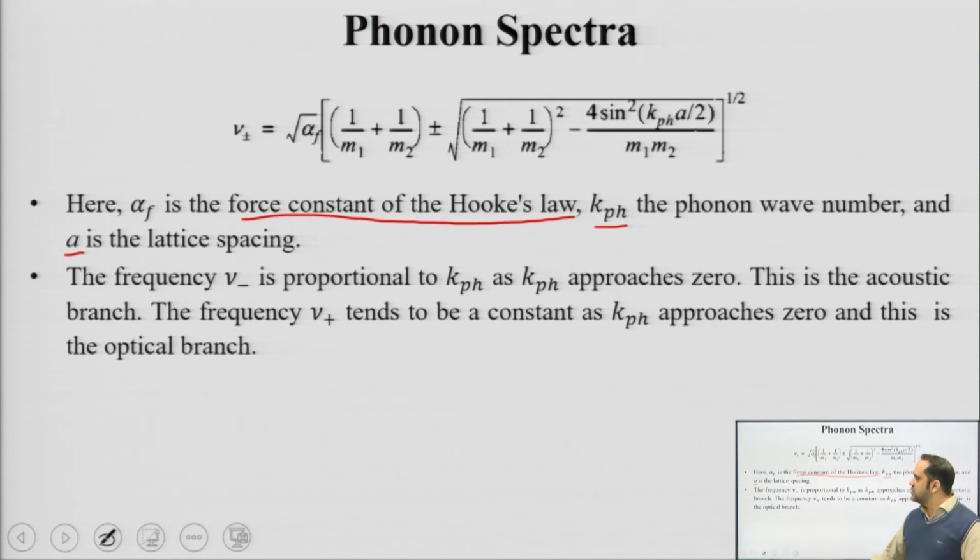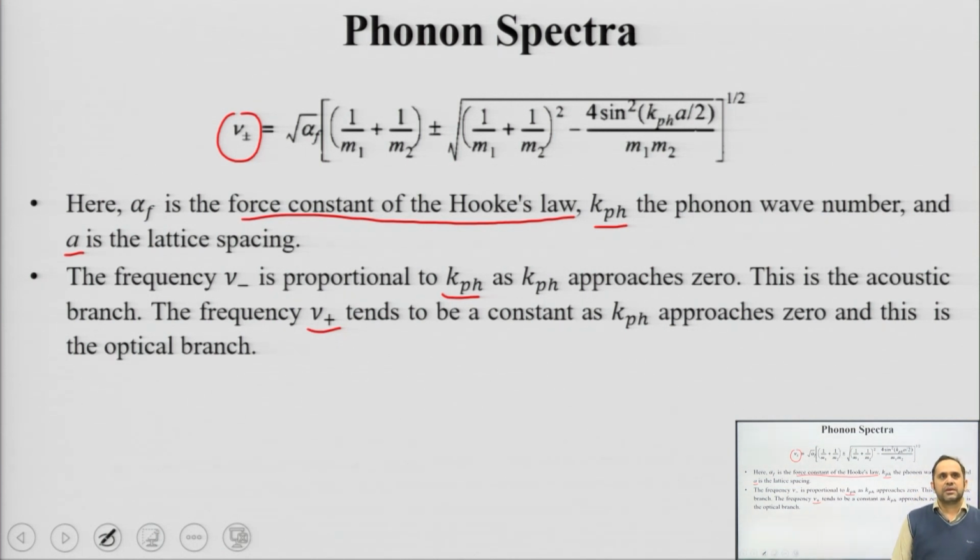As I said, there are two possible modes denoted by this plus and minus sign here. For the minus sign, the frequency nu minus is proportional to the wave number as this wave number approaches 0. So, for lower values of wave number, this mode of frequency is proportional to it. This is known as the acoustic mode or acoustic branch. And the other mode, nu plus, tends to be a constant as the wave number approaches 0. So, you can say that it is more or less independent of the wave number. Now, wave number is a measure of momentum.